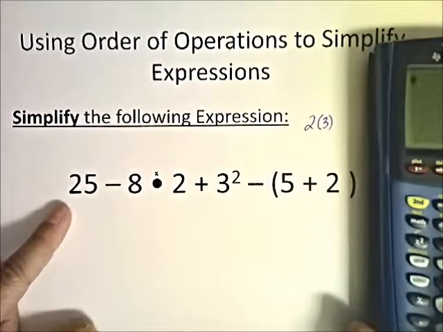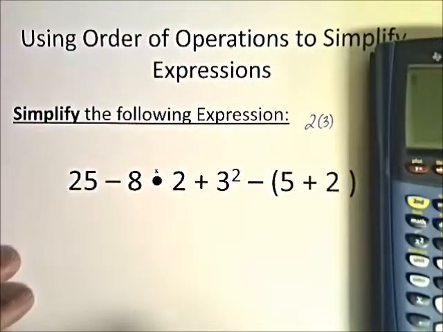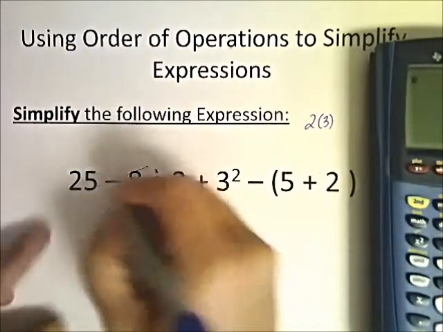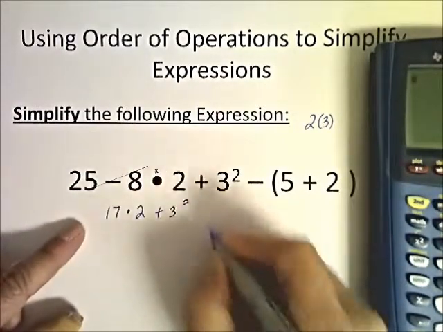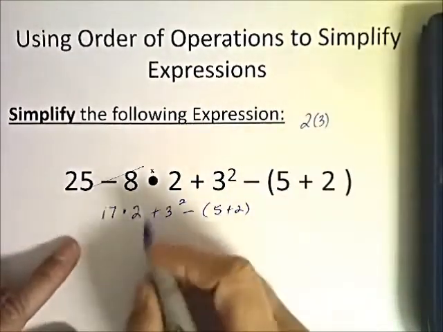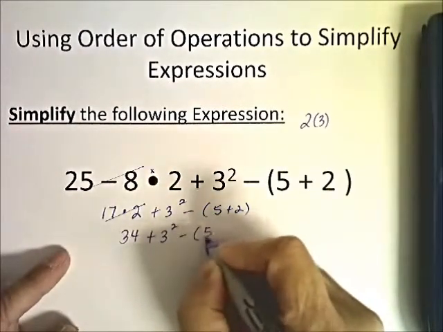If we do not use order of operations, we might try to solve this problem just straight across, okay? So if we just solve this problem straight across, we would say 25 subtract 8. Well, I like to do that as 25 subtract 10, and 25 subtract 10 would be 15, but I didn't exactly subtract 10, so I'm going to add 2 back, and that would be 17. Okay, and then what if I multiply that? So I did this part first, and now I'm going to multiply that by 2. I'm going to go ahead and write the rest of this out so you'll see how I'm doing this. So now 17 times 2, well, I know that's 34, plus 3 squared minus 5 plus 2.